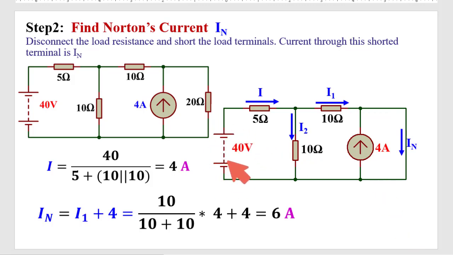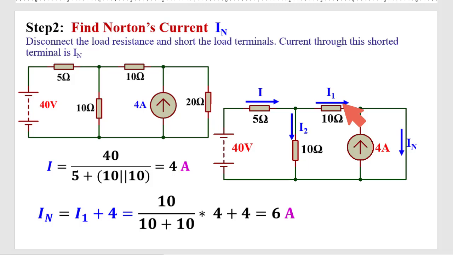Now for this source, another current will be produced. So this is the source, and through this 5 ohm resistance, say the current is I. This I has two paths, one is I1, another one is I2. Now this I1 will flow through this short path and return, and I2 will flow through this 10 ohm resistance. I need to calculate I1, because this I1 plus this 4 ampere is IN. So IN is I1 plus 4 ampere.